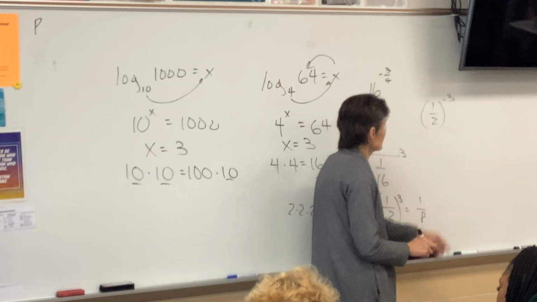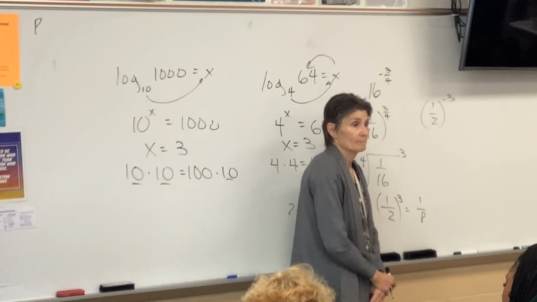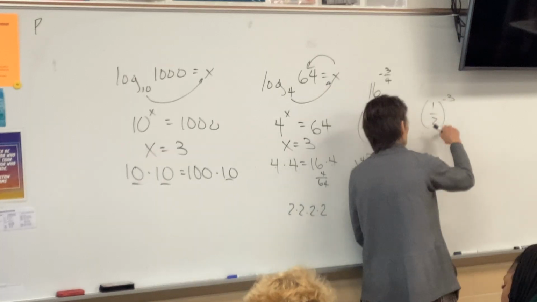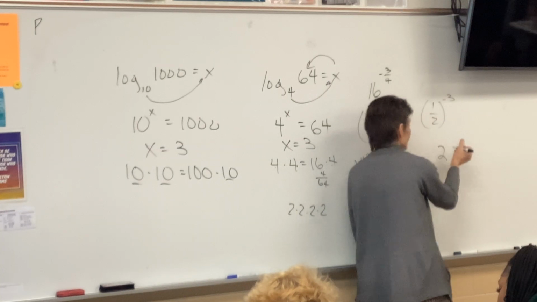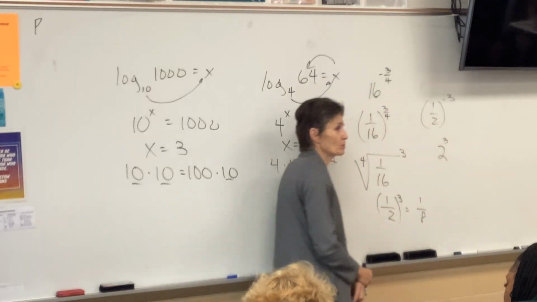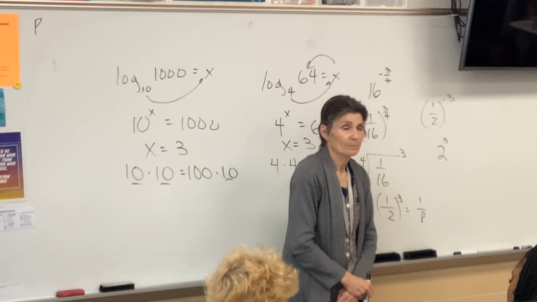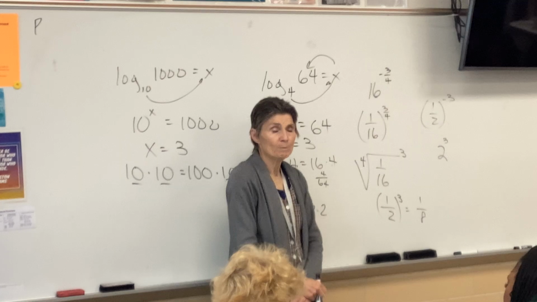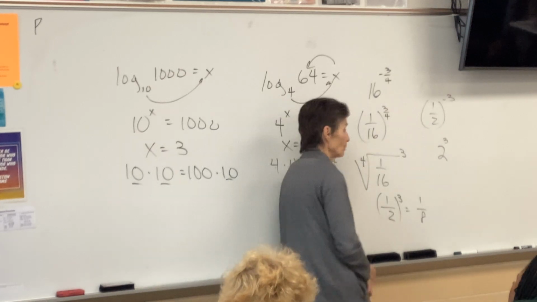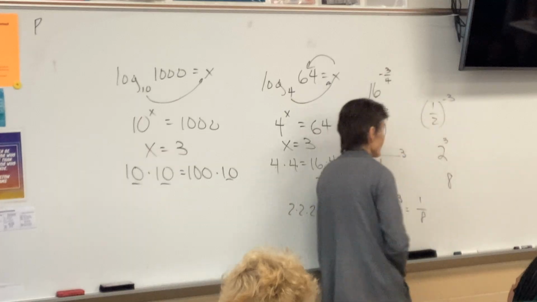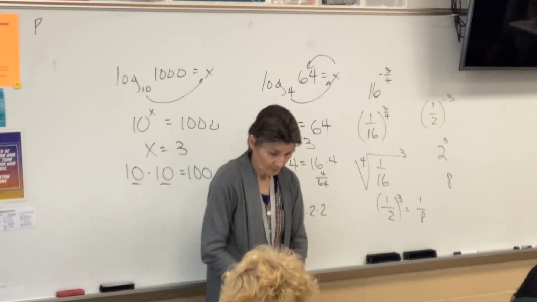All right, what about the next one? Flip it. And when I flip it, it becomes 2 over 1, which is just 2. I'm not going to confuse myself. I'm just going to make it 2. What does 2 cubed mean? 8. 2 times 2 times 2, which is 8. Answer to that one is just plain 8.